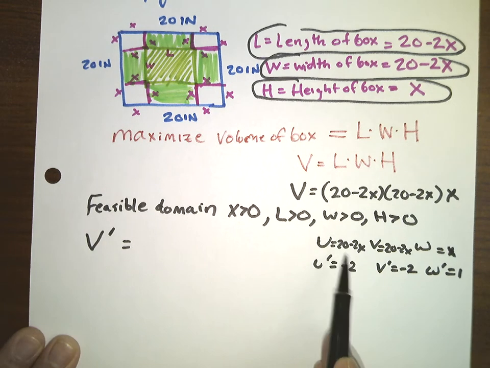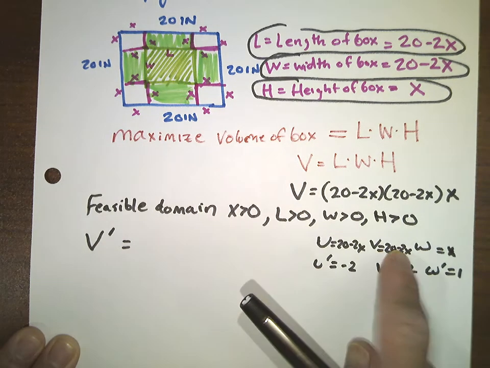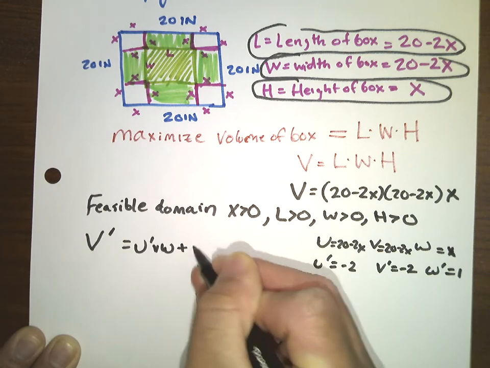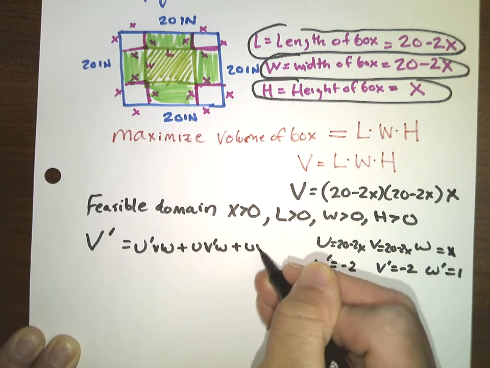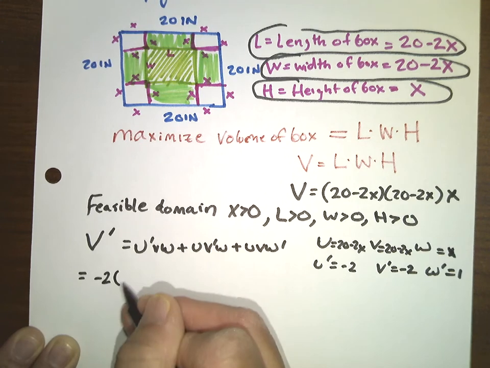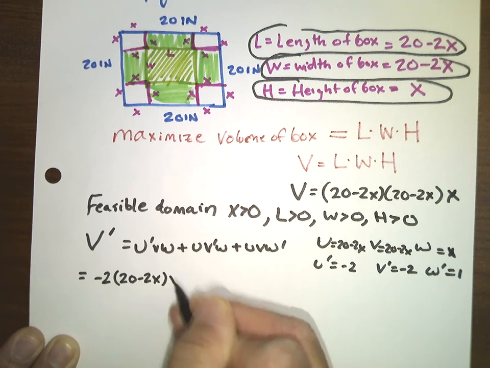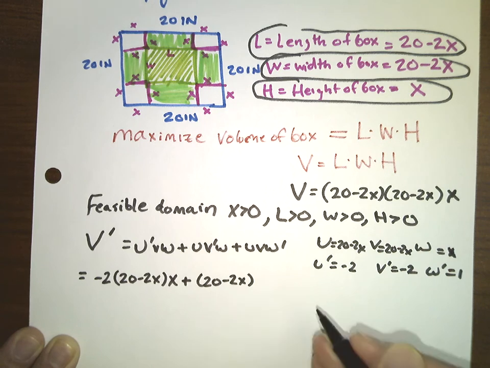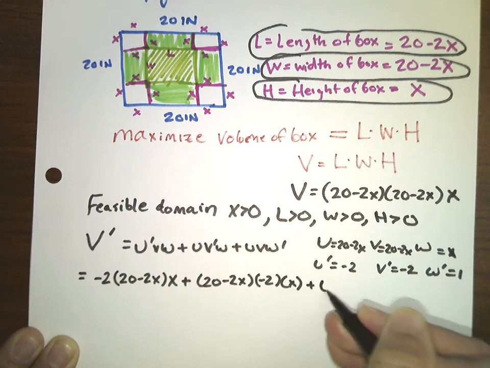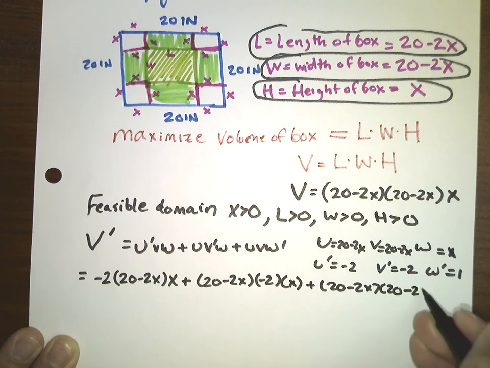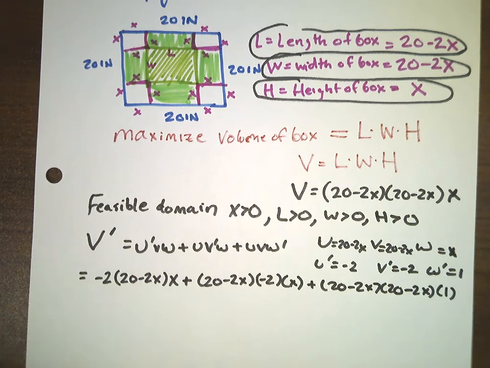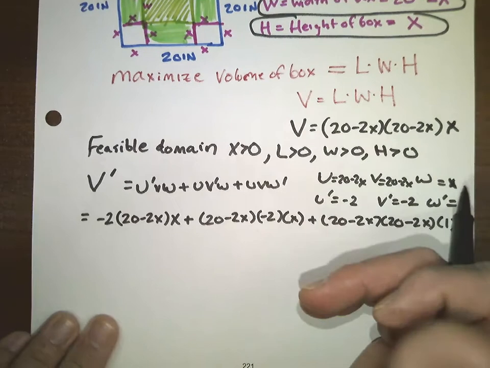So we have the derivative is u prime v w plus u v prime w plus u v w prime. So that will be negative 2 times 20 minus 2x times x, plus 20 minus 2x times negative 2 times x, plus 20 minus 2x times 20 minus 2x times 1. At this point, I hope that you would agree that you might want to just multiply this out before you go ahead, because you still have to set this equal to 0, which is going to be a pain, but that's okay. I hope that you're enjoying this regardless.